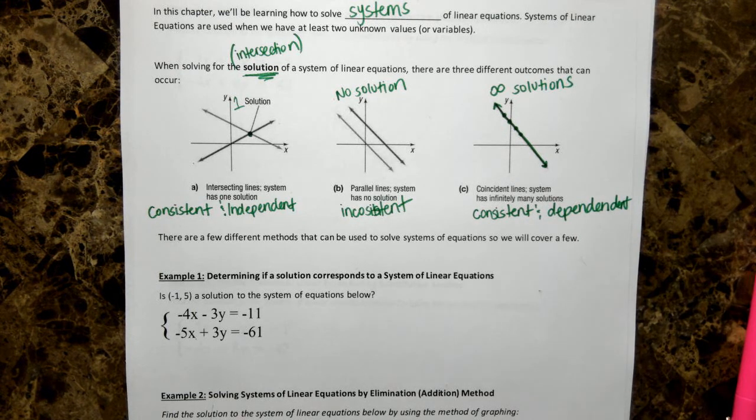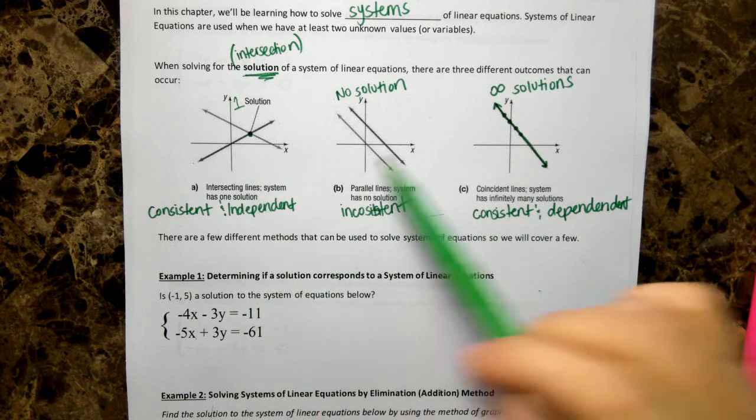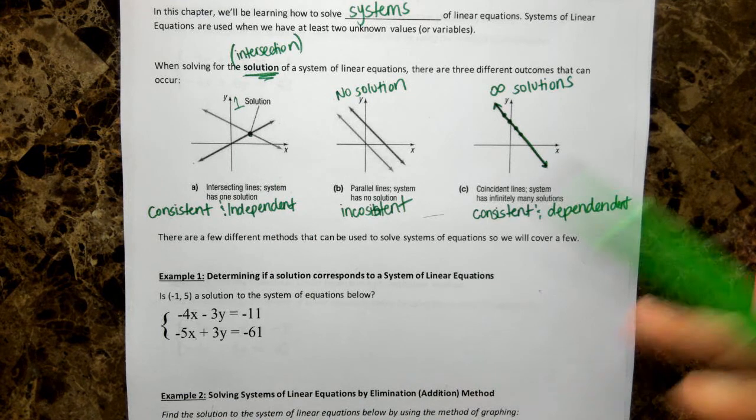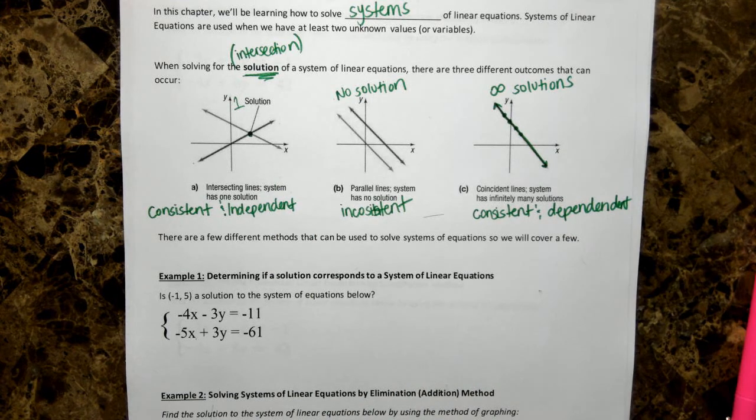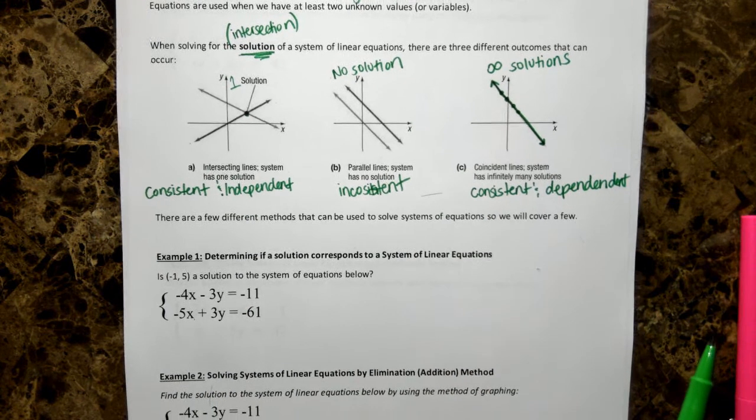Okay. So those are the formal definitions or vocabulary words of the three different types of scenarios that are going to occur when we're solving systems of linear equations. Most times we'll get one solution, but these two other scenarios do occur.